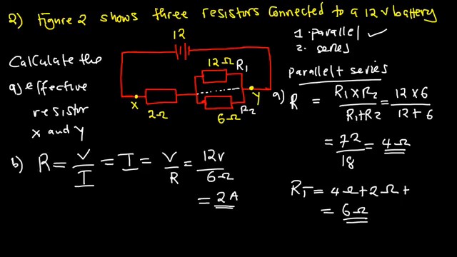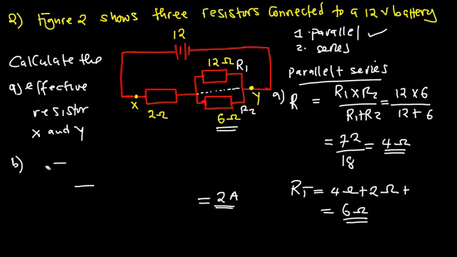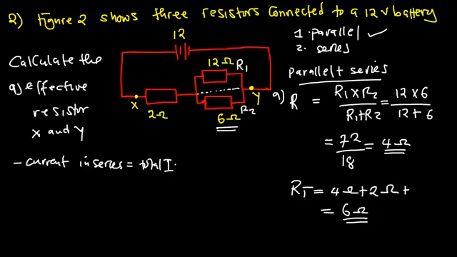The last question in this one is: calculate or find the current through the 6 ohm resistor, this resistor here. Now this part is a bit tricky because this is where some of you get it twisted. How do you easily go about this one? First, you should know that current in series is equal to the total current in the circuit.